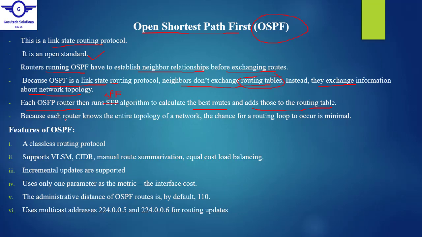Because each router knows the entire topology of the network, there is a minimal chance of routing loops occurring. The possibility of routing loops in an OSPF enabled network is very minimal. Why? Because the routers in the network know about the entire topology of that network. Let's look at some of the various features of OSPF.